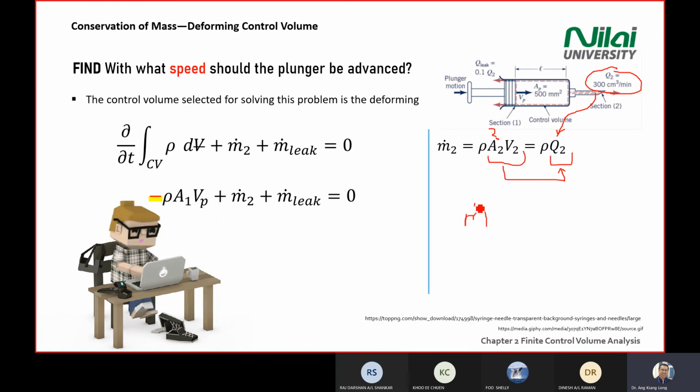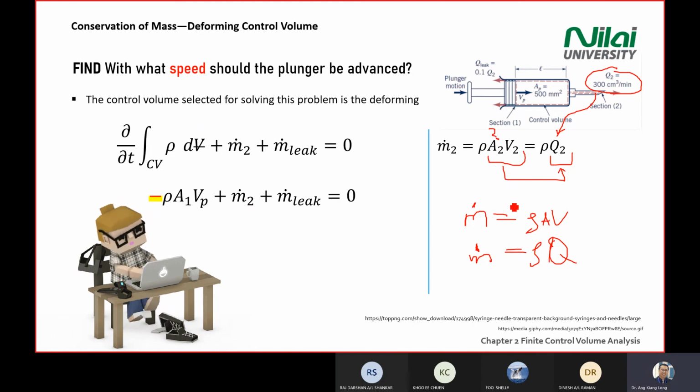You are always repeating: m dot is what? m dot equal to rho AV, or you can write rho Q. You will see it repeat many times until the last chapter of this module.